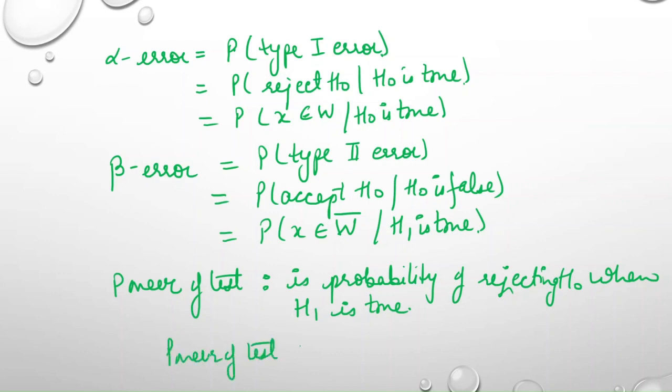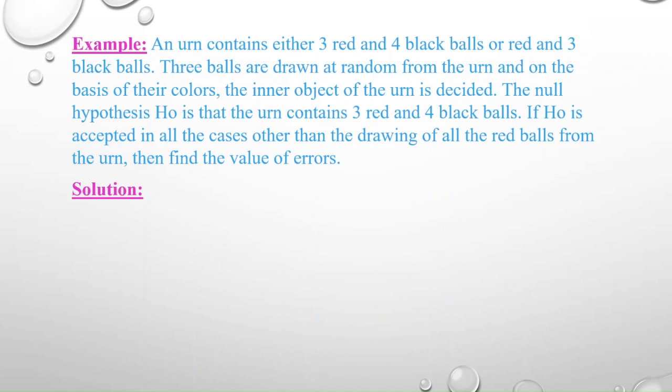Now we'll be doing certain questions related to these type 1 and type 2 errors. An urn contains either 3 red and 4 black, or 4 red and 3 black balls. 3 balls are drawn at random from the urn, and on the basis of the colors the content of the urn is decided. The null hypothesis H naught is that the urn contains 3 red and 4 black balls. If H naught is accepted in all the cases other than drawing of all red balls from the urn, then find the value of the errors.